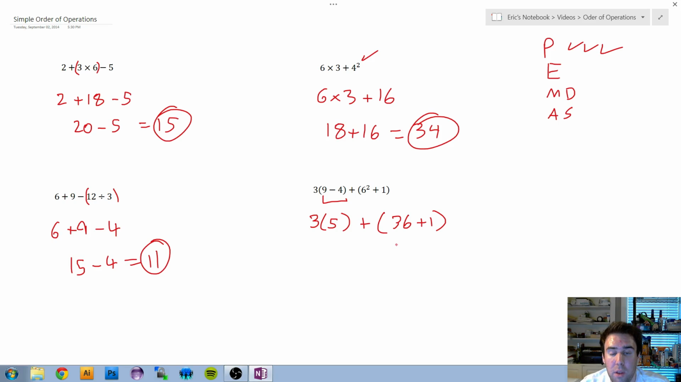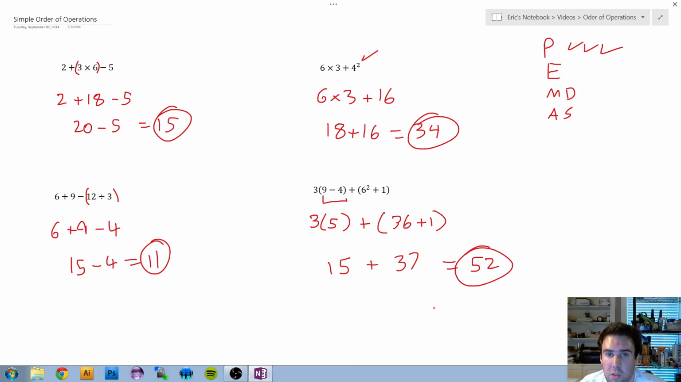Now we can add the 36 and the 1 together. That'll give us 37. When you have a number outside parentheses like this, it's telling you to multiply. So 3 times 5 will give you 15. Adding those together will give you 52.